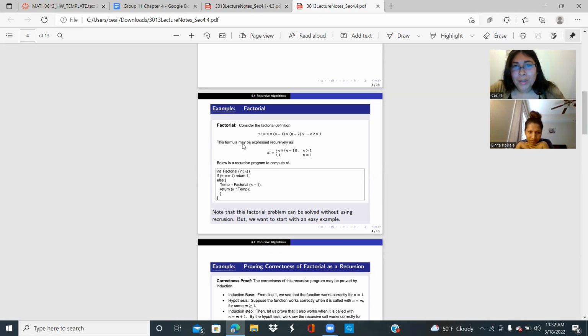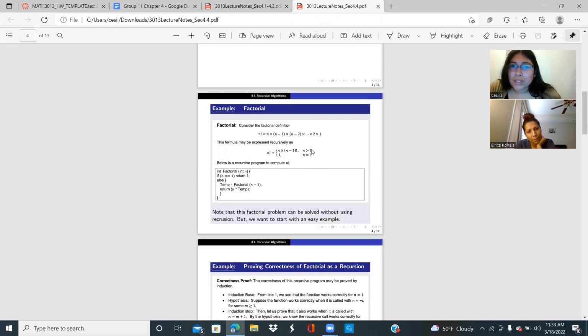Okay, so this formula may be expressed recursively as n!, which equals these two cases. Like this is a formula, a rule. If n is greater than 1, then this is the rule for it. And if it's 1, then n! equals 1 by itself. I'm just going to call it a rule.